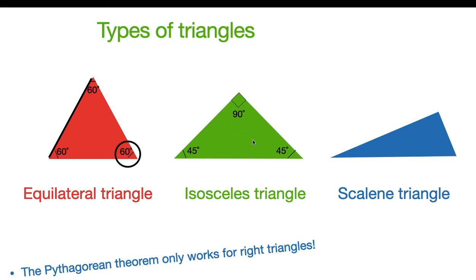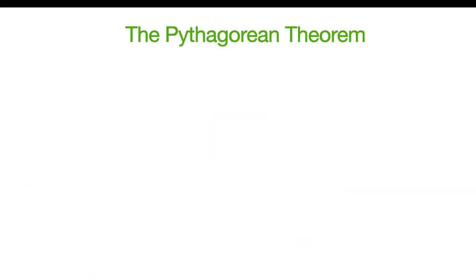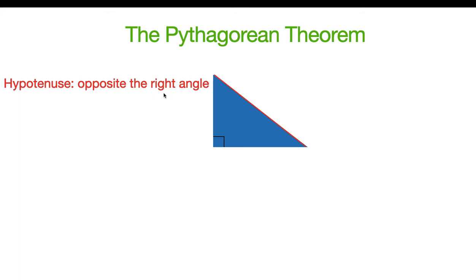So now let's go over right triangles. In a right triangle, this square over here represents a right angle. A triangle has three sides, like all triangles have three sides. This side over here is the hypotenuse. And the hypotenuse is opposite the right angle. So as you can see, it's opposite the right angle. These other two sides we call legs.